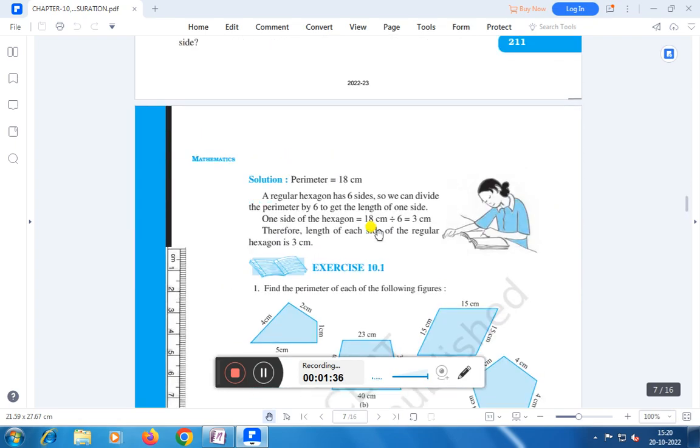Now suppose a hexagon. A hexagon has 6 sides, therefore the perimeter will be the sum of all the 6 sides, that is the perimeter of a regular hexagon, right?